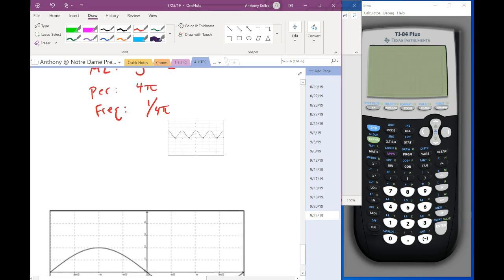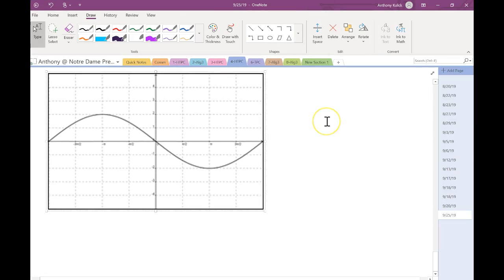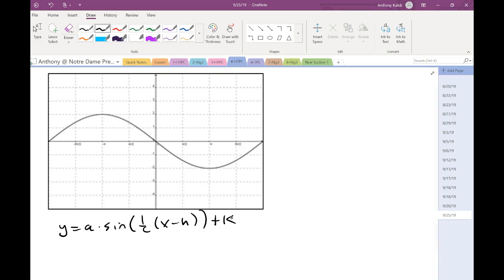So let's look at this one first. Stretch that out so we can see it. All right, so we want to be able to write an equation of the form that looks like this. I want to be able to figure out my values for A, C, H, and K from looking at this picture. All right. So help me out. What can I figure out?